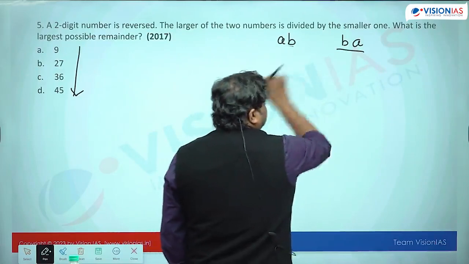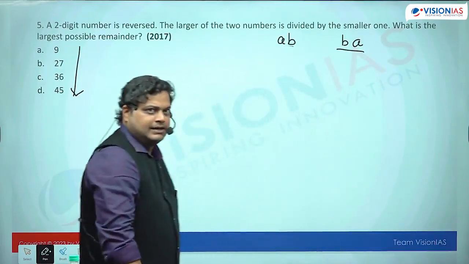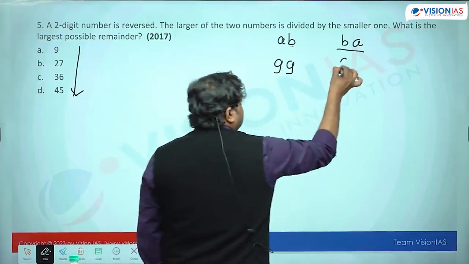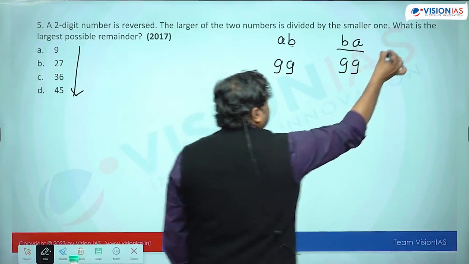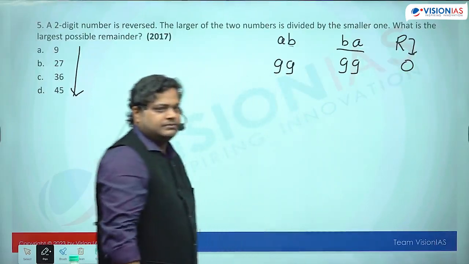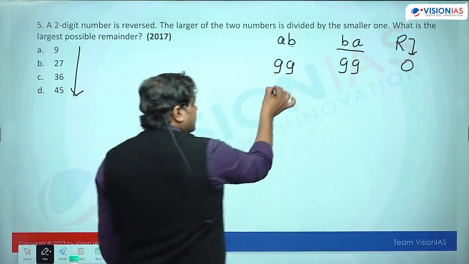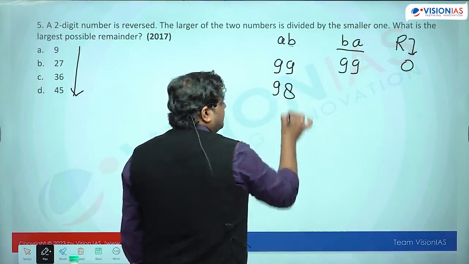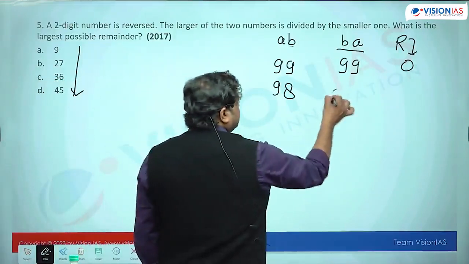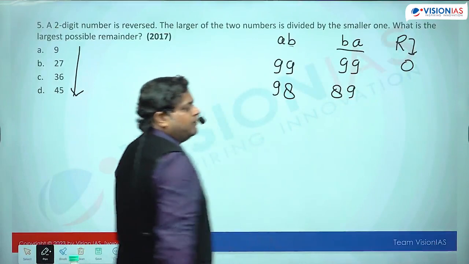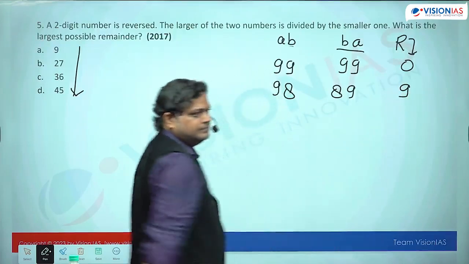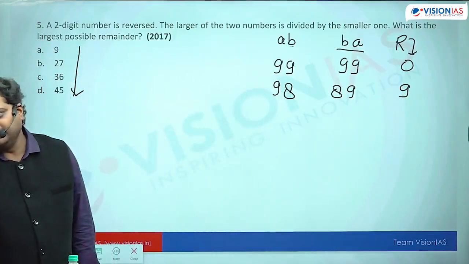What is the largest two-digit number? 99. We can take 99. If we reverse the digits, 99. What remainder we are going to get? 0. Option में है ही नहीं. After 99 we have second largest is 98. If we reverse the digits, 89, what remainder we are getting? 9. दोनों ही 2 digit number हैं, we are getting remainder 9.